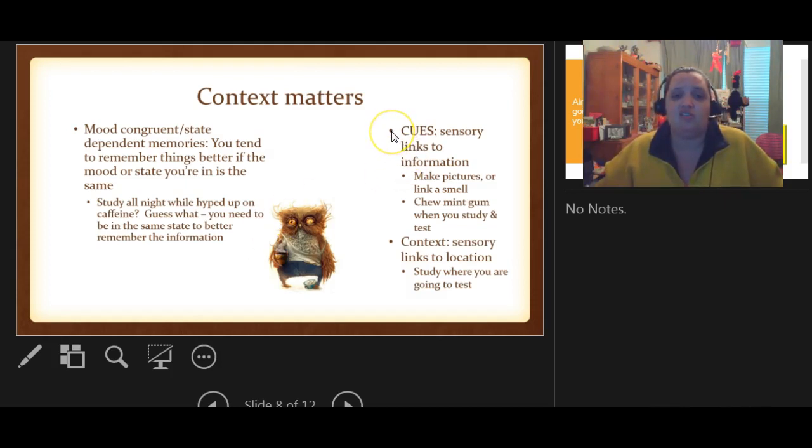test. You can also talk about cues, making those sensory links to the information, like the mint gum, or drawing a picture to help link the information. And then your context, your sensory link to a location. Where are you going to take the test? Are you going to take it at your desk? Then study at your desk. Build those cues in, because you're kind of unconsciously looking around as you're studying, and you're not even going to realize you're building those visual cues in as you're studying, or you're building in those auditory cues depending on where you are. And this is all very classically conditioned. This is all very involuntary that you're playing upon here, involuntary responses.